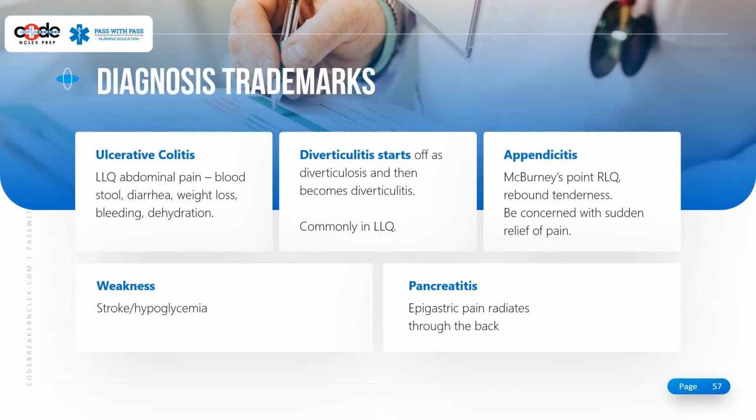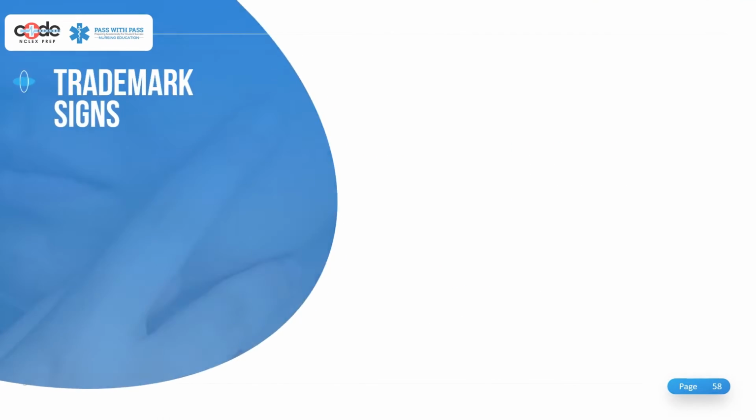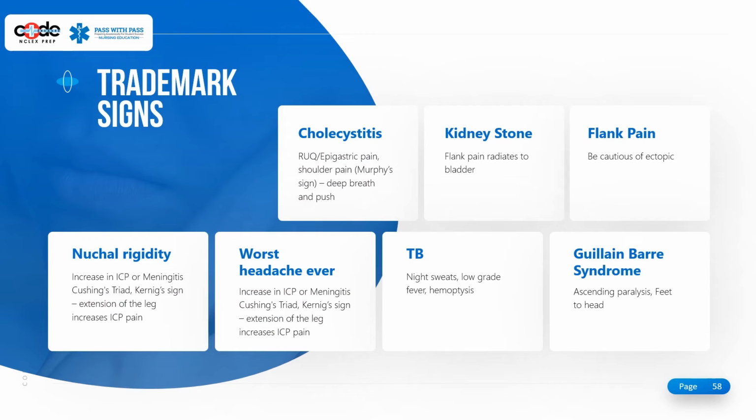Pancreatitis is always going to be epigastric pain that radiates through the back. Cholecystitis, which is inflammation of your gallbladder, is going to be epigastric pain that's accompanied with shoulder pain. Your kidney stones are going to be flank pain that radiates to your bladder or your suprapubic area. If they talk about nuchal rigidity, that is a huge term for meningitis.